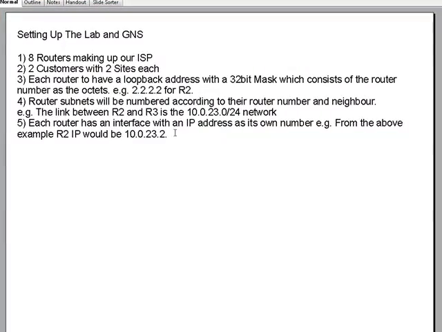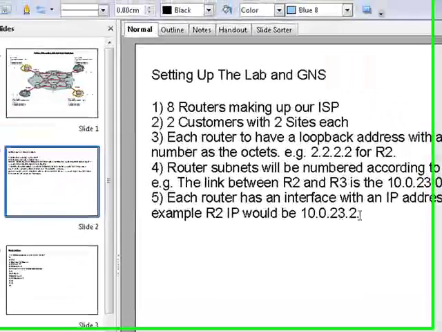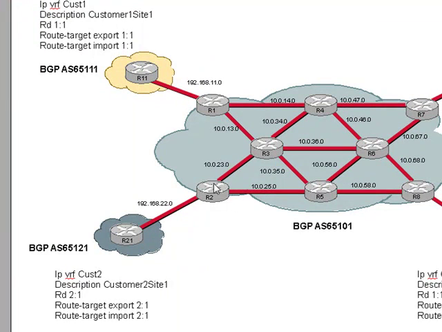Each router has an interface with an IP address ending in its own number. From the above example, router 2's IP would be 10.0.23.2. So you would expect a .2 there, and there of course it would be 10.0.25.2 as well. And of course it would be talking to router 3's interface there of 10.0.23.3.